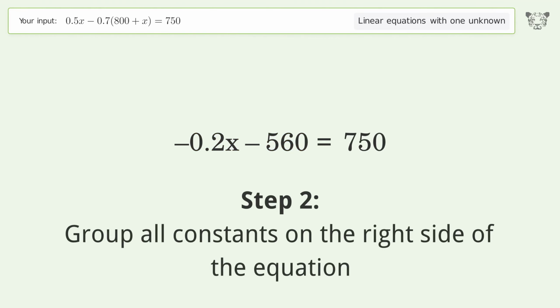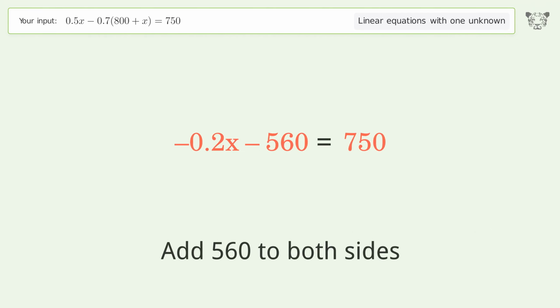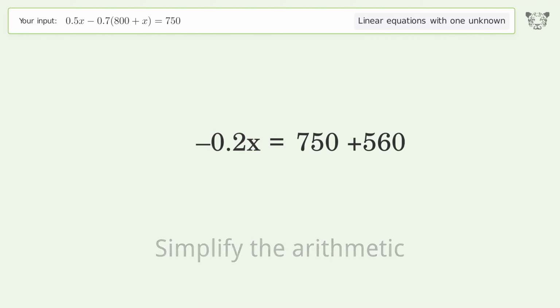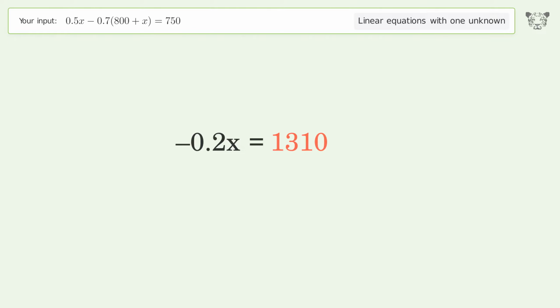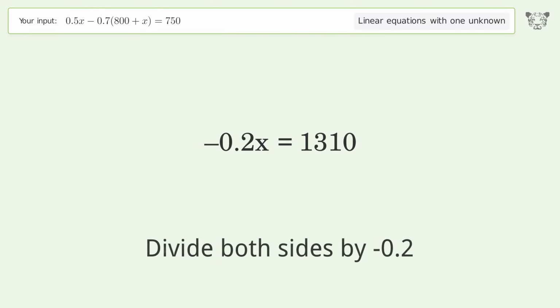Group all constants on the right side of the equation. Add 560 to both sides. Simplify the arithmetic. Isolate the L. Divide both sides by negative 0.2.